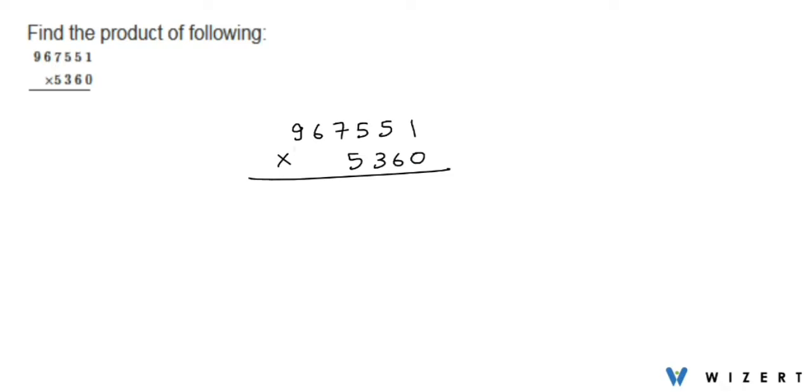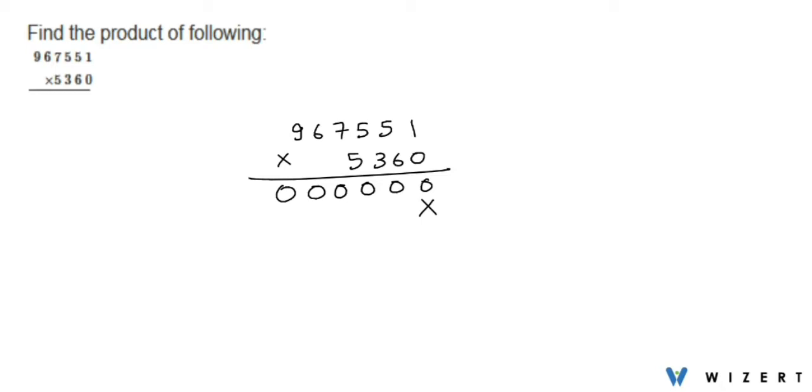So 0 is multiplied by 9,67,551. So 0 multiplied by any number will give 0. So let's see the another digit, the tens digit, that is 6.